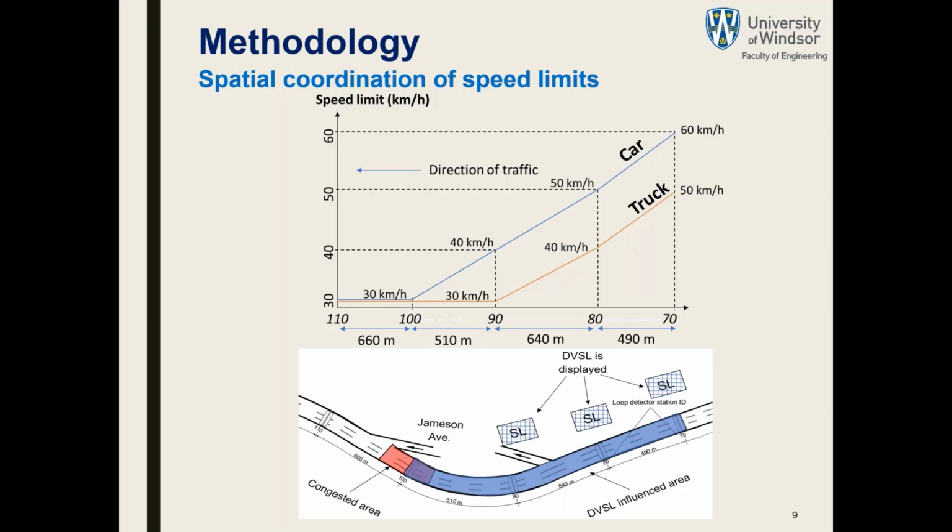The spatial coordination of speed limits ensures more gradual changes in speed over space and increases driver compliance with the speed limits. For instance, assume that the congestion occurs at station 100 and that the speed suddenly dropped from 90 kilometers per hour to 60 kilometers per hour. To allow gradual deceleration at the road sections upstream of station 100, the speed limit can be first reduced from 60 to 50, then from 40 to 30, on the different stations from 70 to 100.